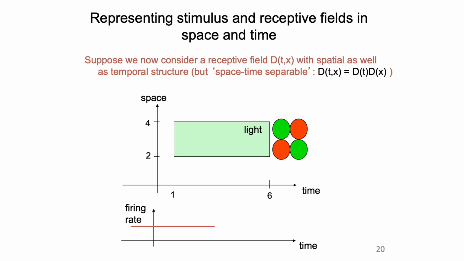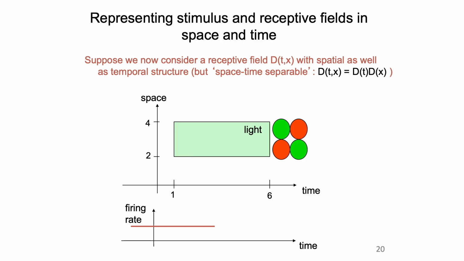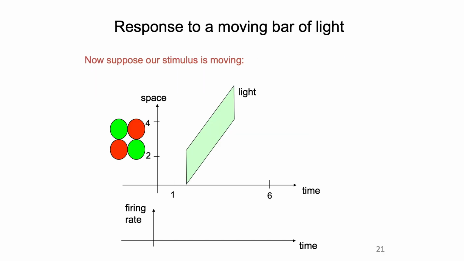Okay. Does anyone have any idea what kind of stimulus might make this neuron respond? This is a very special kind of receptive field. Yes, Aditya? The light goes from here to here. Yeah, what is that called? It's called a stimulus that moves. Moves, a moving stimulus. Good. So that's a receptive field that responds to a moving stimulus. Okay, so let's take a look at that.